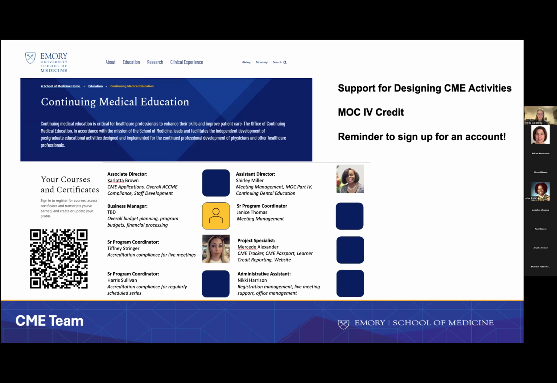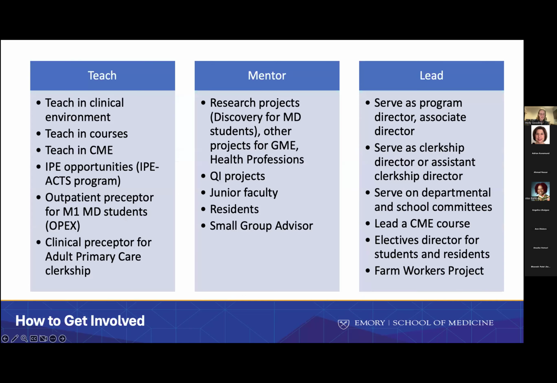for activities, as well as to support you in MOC Part 4 credit for those of you who may be working more in the quality improvement space. And I'll remind everybody, as we said this morning, to please sign up for your own account so that the CME office can easily track your credits that you accrue learning here at Emory through various conferences, as well as grand rounds, tumor boards, and things like that. So there's many, many ways to get involved.